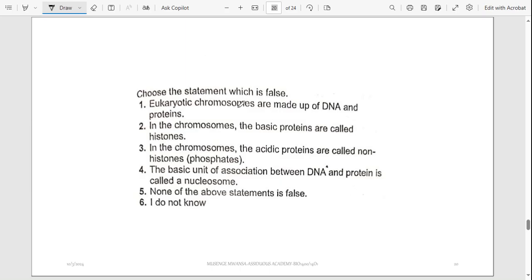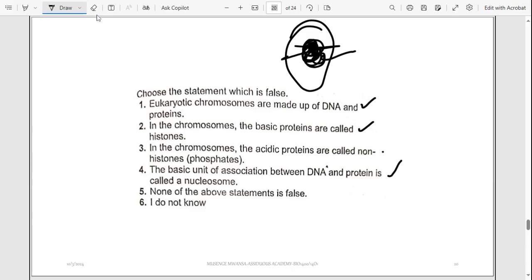Choose the statement which is false. Eukaryotic chromosomes are made of DNA and protein. This is true, not false. In the chromosome, the basic proteins are called histones. This is also true. In the chromosome, the acidic proteins are called non-histone proteins. Let me put a dot here because I didn't talk about that. The basic unit of association between DNA and protein is called a nucleosome. Is that true? This is true. You remember where I circled? We said that when you have a nucleosome, the DNA is wrapped around it like that. I circled it and said that's a nucleosome. That's true.